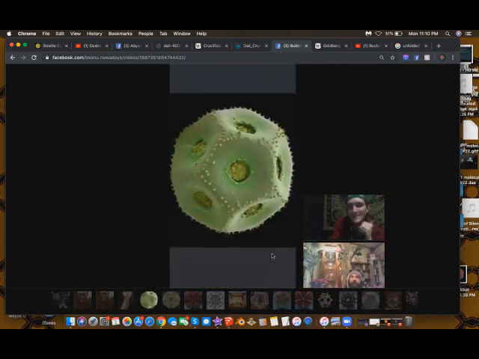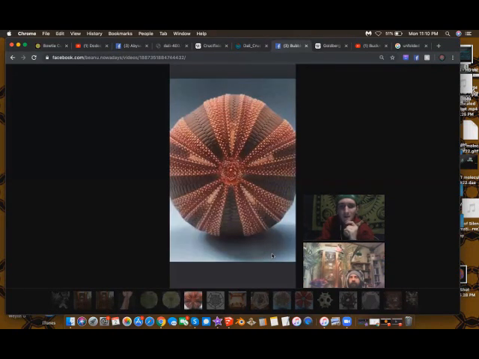Oh yes, this is a slightly excavated dodecahedron. I think it's pollen. I'm pretty sure it's a pollen molecule. And there's a cell inside of us that looks exactly like this. I can't remember what it's called right now.